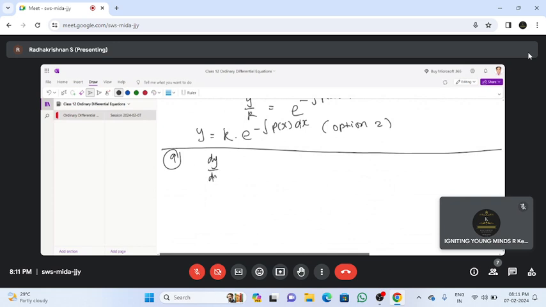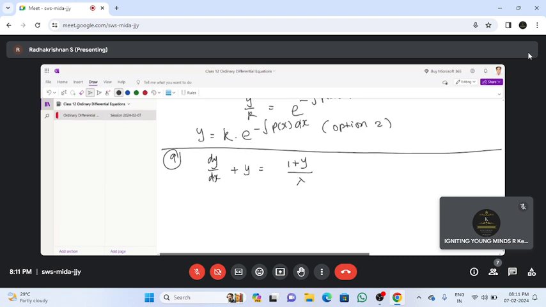dy by dx plus y equal to 1 plus y by lambda, right? dy by dx plus y equal to 1 plus y by lambda. Now we have to find out the integrating factor.